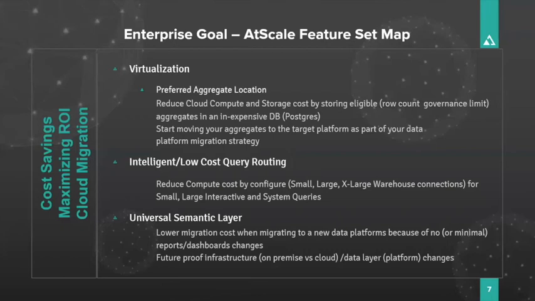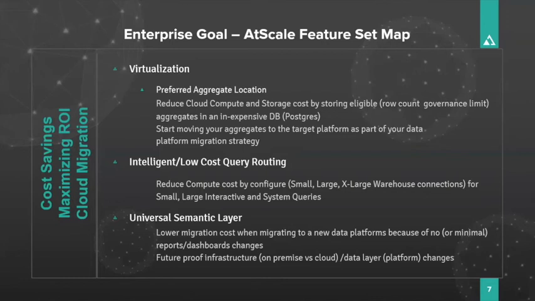The other benefit of cloud migration with this particular feature is you can start moving your aggregates to the target platform as part of your data platform migration strategy. So if you are trying to migrate to Snowflake, you can have AtScale in the mix and start writing data to the Snowflake database, or you can start writing to the Postgres database, even while you are trying to migrate from Hadoop to any of these other technologies, right? So there is no waiting. You can get started right away.